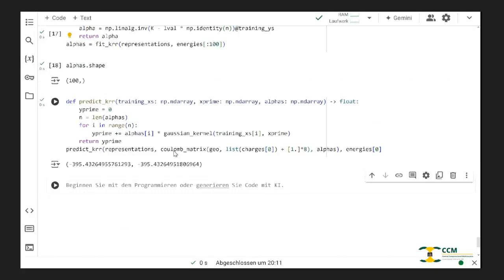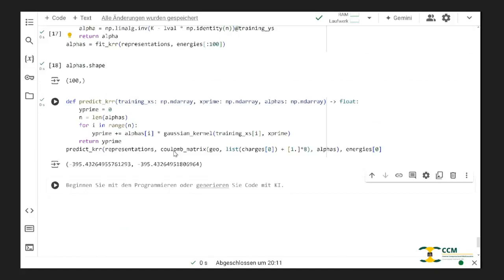First we call prediction, where we give it all the training data positions, which we need in order to know where the kernel functions are centered. Then we give it the one representation for the first molecule, the one that we currently look at. It's part of the training data. And then we give it the alphas that we got from training. And the last thing we get for comparison is the actual energy that we would like to learn.